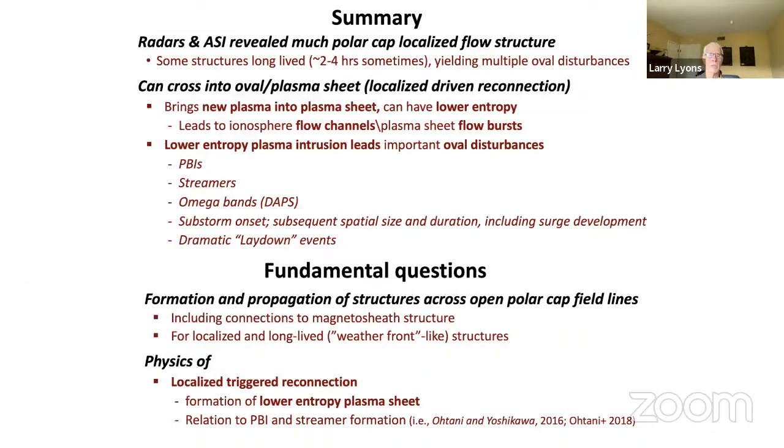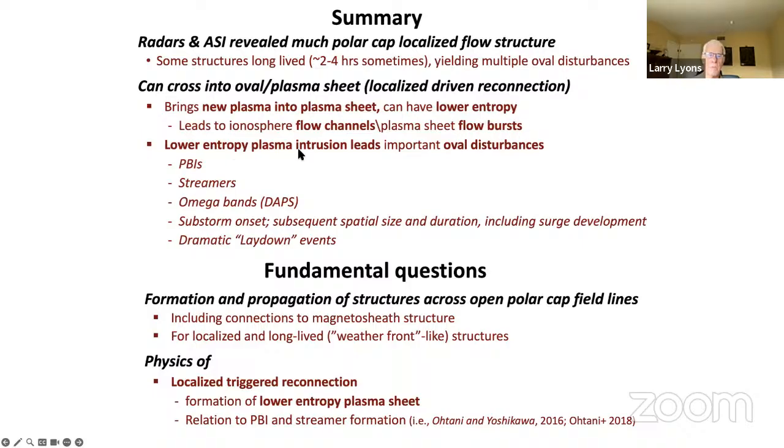So in summary, the polar cap wasn't this nice smooth thing. It has a lot of structure. So we learned something new. When we learned something new, it really led to a lot of fun. And these flows can cross the auroral oval, which is localized driven reconnection. It brings new plasma from the polar cap into the plasma sheet, and it can result in lower entropy plasma in the plasma sheet. This leads to the PBIs and the auroral streamers and what we call flow channels in the ionosphere, which is the same thing as flow bursts in the plasma sheet.